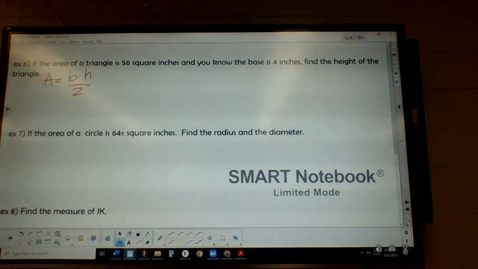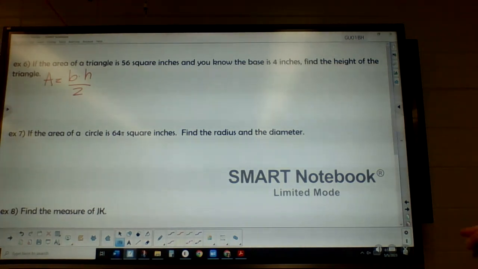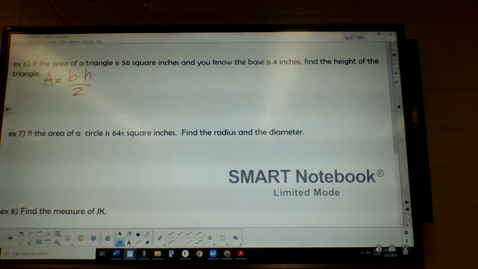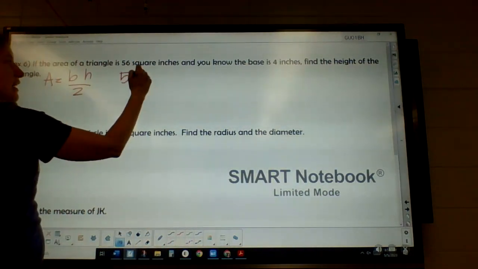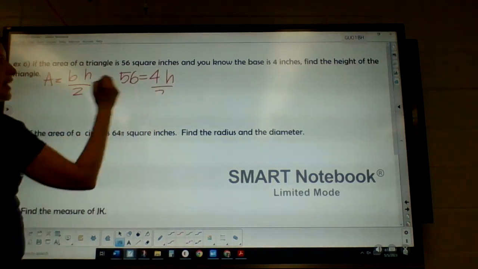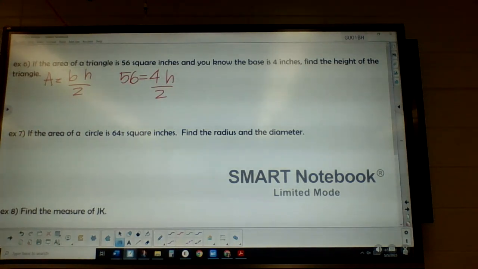Yeah, never. All right. So guys, if the area is 56 square inches, and you know the base is 4, find the height of the triangle. So we're going to put everything in that we know. We know the area is 56. They tell us the base is 4, we want to find the height. So we're going to solve for h. Any thoughts on what you guys want to do first?